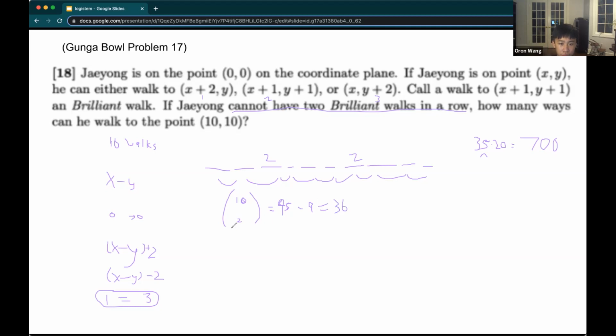And then we can arrange the 4 remaining. There are 8 spaces left over, and 4 of them have to be 1s and 4 of them have to be 3s. We can choose the positions of the 1s in 8 choose 4 ways, which is 8 times 7 times 6 times 5 over 24, which is 70 ways. So that's 36 times 70, which equals 2,520 in this case.